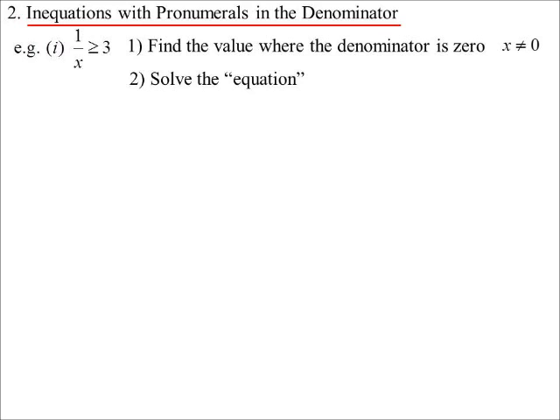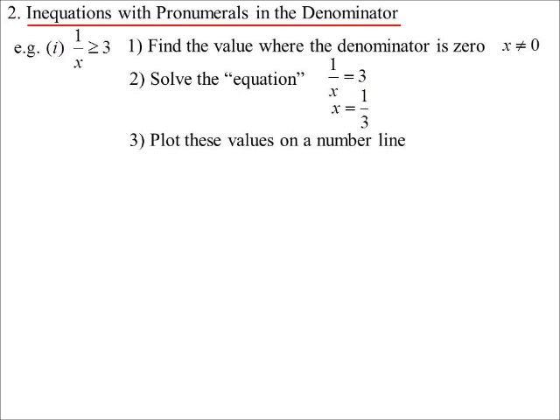Then I just solve it like an equation. What I'm basically doing is trying to find those boundary points again for the solution. So I'll solve the equation, 1 on x equals 3, and there's that x equals 1/3. They become the 2 key points, or the 2 critical points.